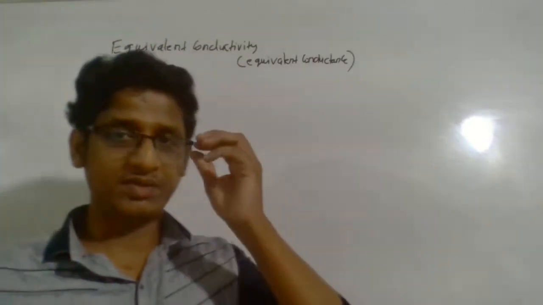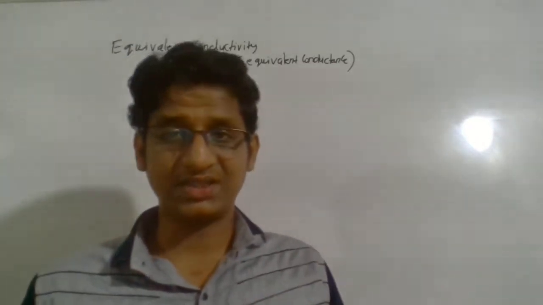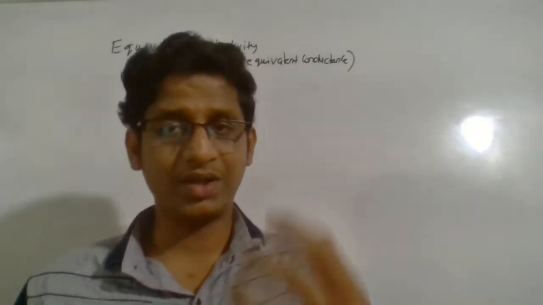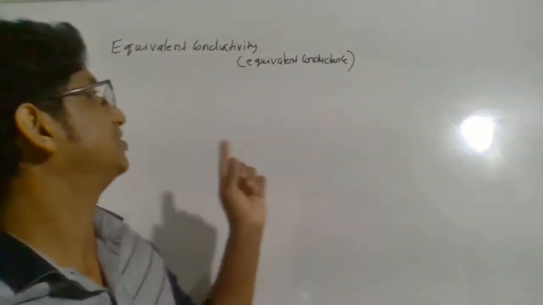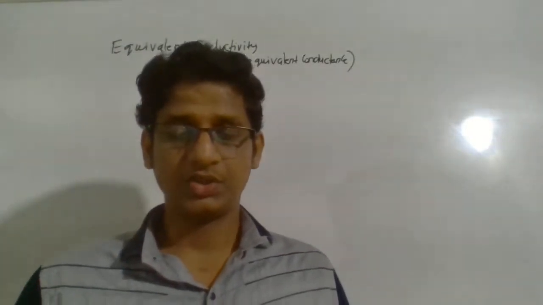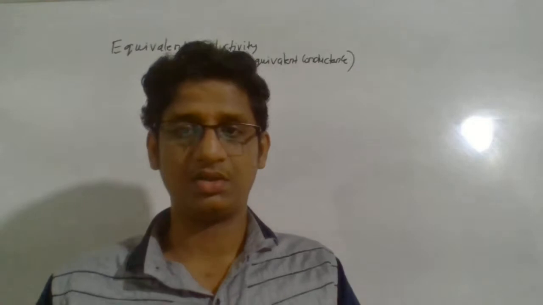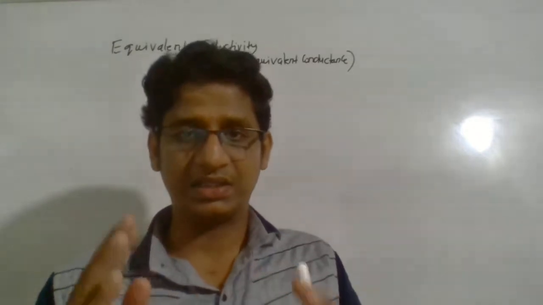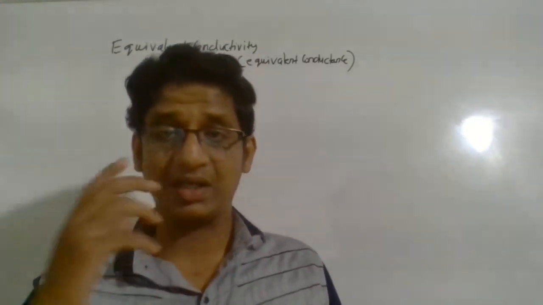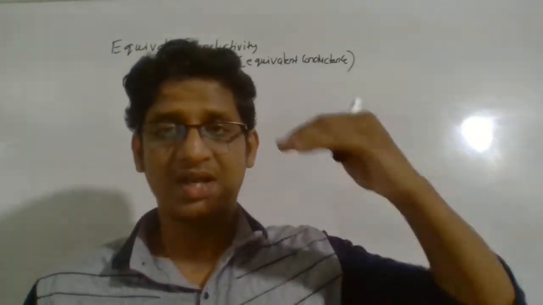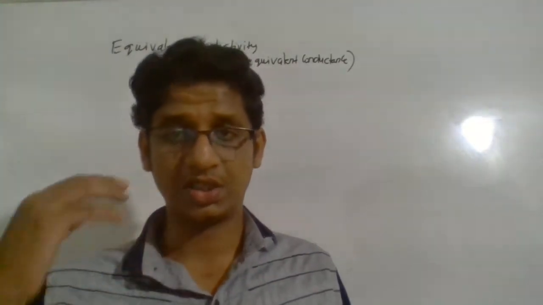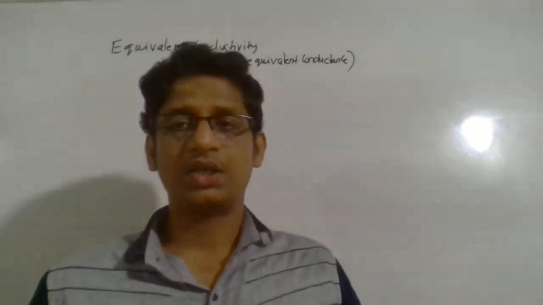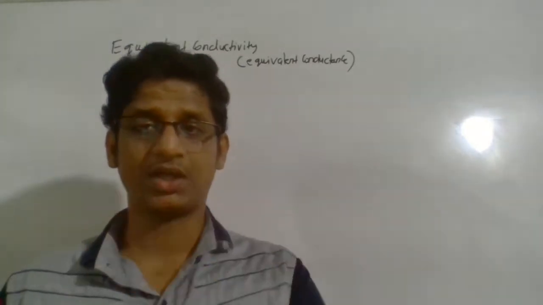So equivalent conductivity means the electrolyte that you take is 1 gram equivalent. The conductance offered by 1 gram equivalent, that is what equivalent conductivity is all about. Remember, an electrolyte is taken in a suitable solvent, and the amount of substance is always fixed at 1 gram equivalent. Whatever the concentration you take, conductivity divided by this concentration gives you the equivalent conductivity. So we fix the concentration, taking 1 gram equivalent of a substance.